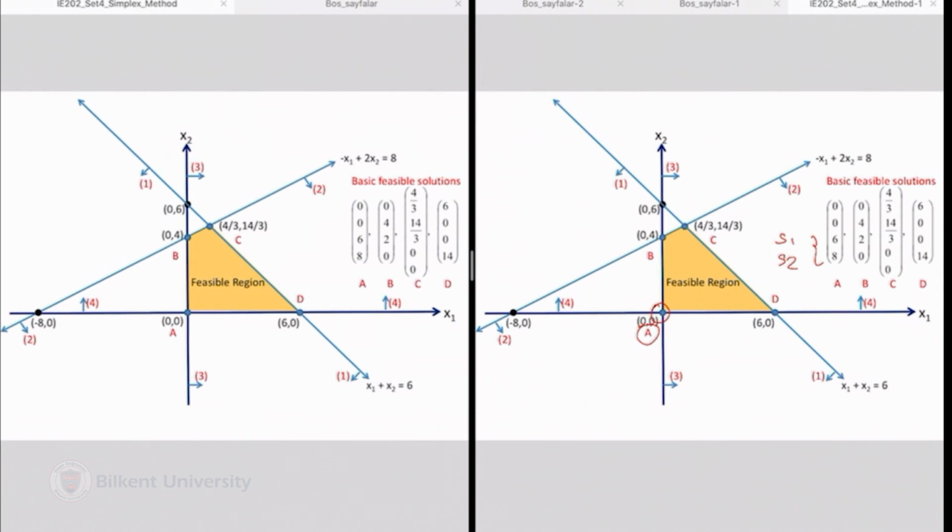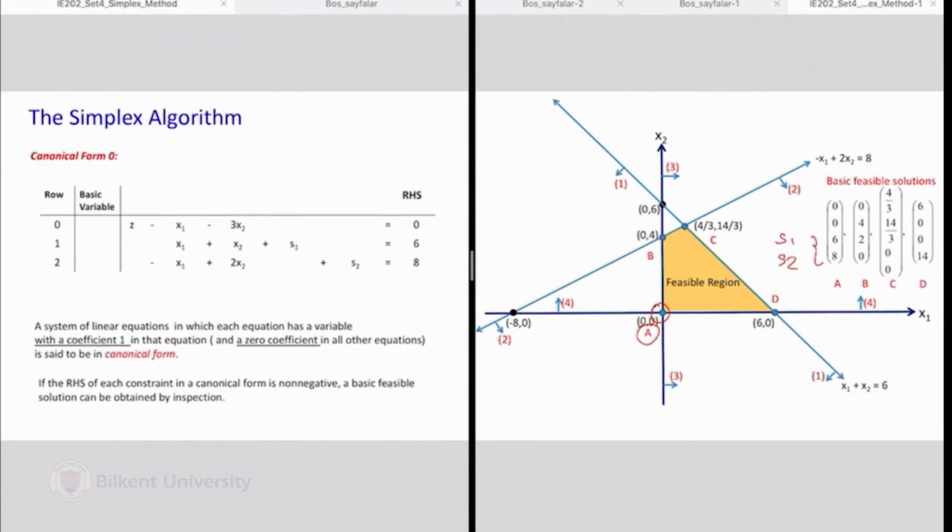Okay, so let us come to our canonical form representation where I put everything in terms of a tableau, and then we're going to simplify it. So I wrote my z on the left-hand side in row 0 format. Instead of x1 plus 3x2, I wrote it as z minus x1 minus 3x2 equals 0. Nothing has changed. And I have my two equations still here. This is my first and second equation.